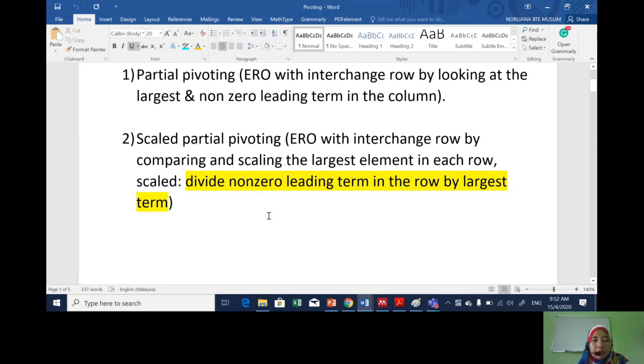Scale partial pivoting. The topic on partial pivoting I explained in the previous video. For today's session, the topic is scale partial pivoting. So what is the meaning of scale partial pivoting? This is a process when we conduct the ERO with interchanging the row by comparing and scaling the largest element in each row scale. The one that I highlighted here is the base: divide the non-zero leading term in the row by the largest term.